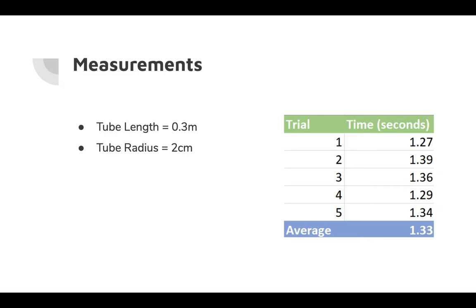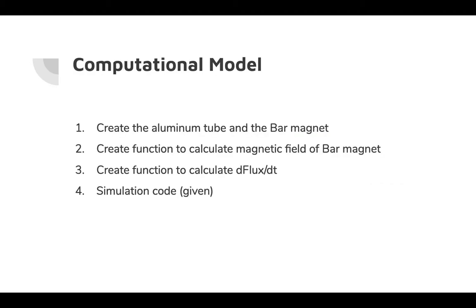The measurements I got were the tube length, which was 0.3 meters, and the tube radius, 2 centimeters. The table on the right shows the time of the 5 trials, and the average time it took for my experiment was 1.33 seconds. For the computational model, I approached it in 4 ways.